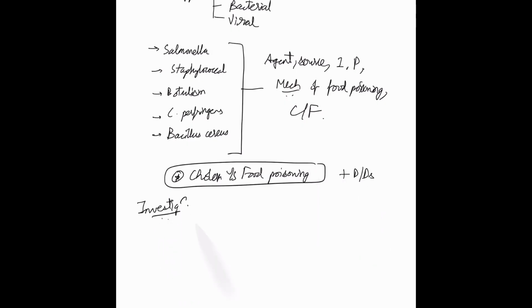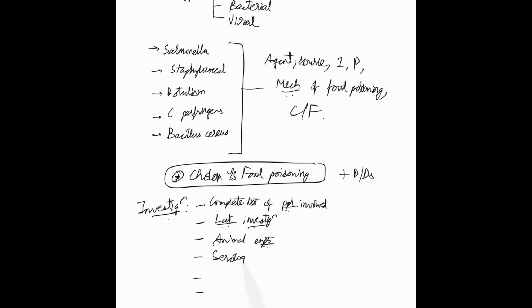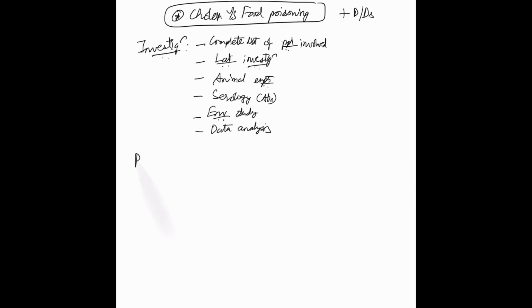And there's an important table differentiating cholera and food poisoning. And after that, you have the various differential diagnoses for food poisoning, which is also a bit important, especially in case of emergencies. Investigations, you need to get a complete list of the people involved, in detail lab investigation, animal experiments, serology or antibodies, environmental studies, and data analysis. Animal experiments are not that essential, it's fine.